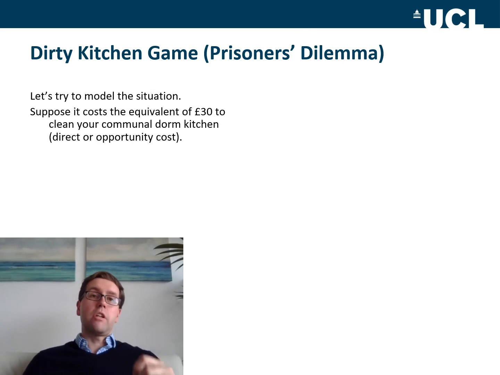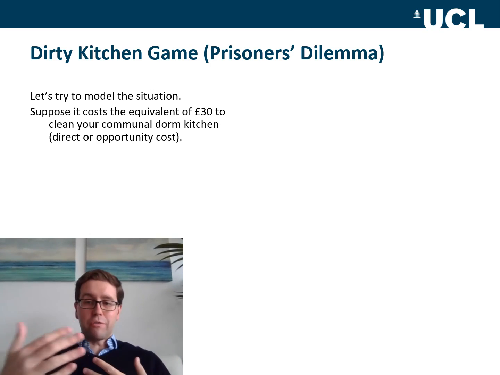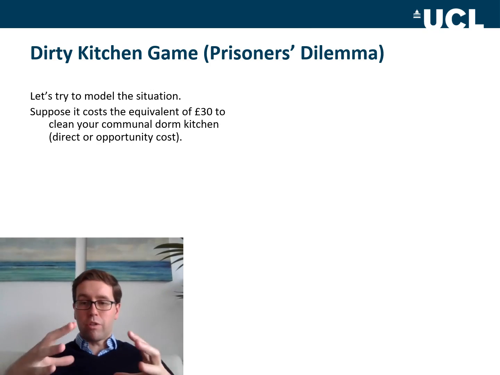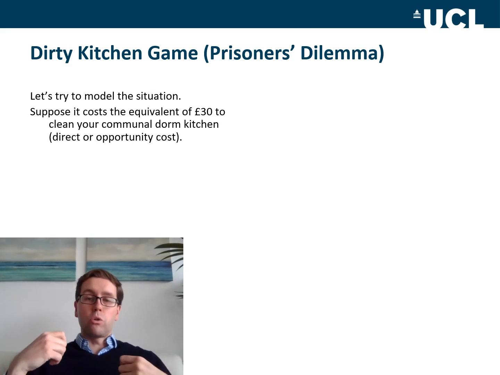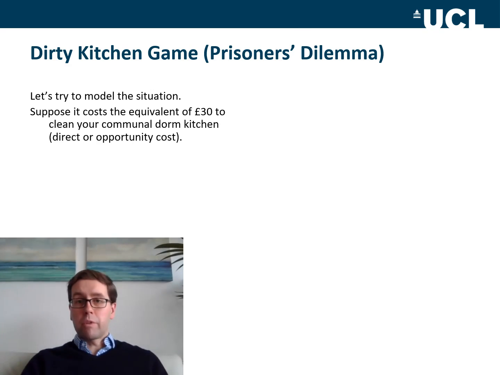Let's say it costs the equivalent of £30 to clean your communal kitchen, and let's say there's only the two of us involved. So let's say the flat is only a two-person flat, but you had a lot of people over, but the two of you have to decide what to do next. And let's say it costs the equivalent of £30 to get it cleaned up. This can be an indirect cost, so we could pay a cleaner £30 to clean up the kitchen.